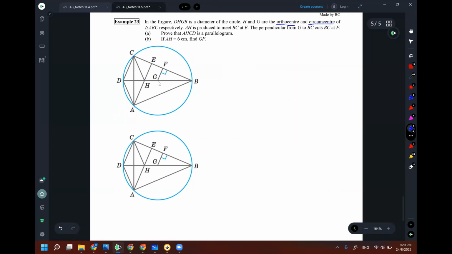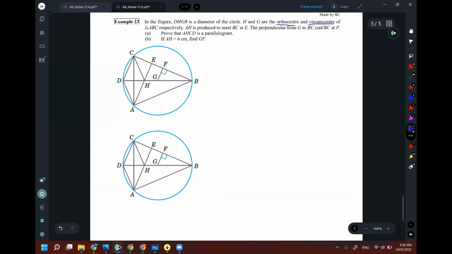Directly, you would say that G lies on the perpendicular bisector of AB, which is not shown here. G lies on the perpendicular bisector of BC, which is shown here because this is the perpendicular bisector. And G lies on the perpendicular bisector of AC, which is shown here. Perpendicular bisector. Right? That is one way to understand it.